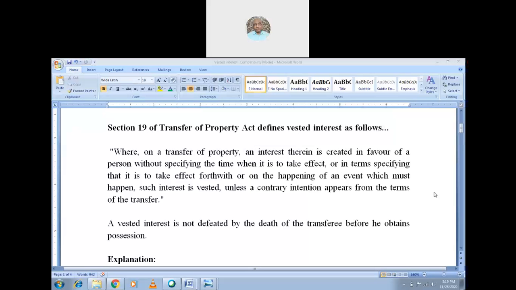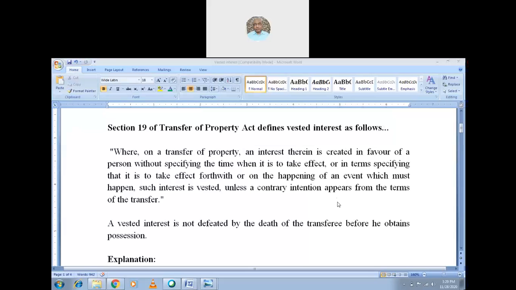If there is a quotation, then you should say: I quote, where on a transfer of property, an interest therein is created in favor of a person without specifying the time when it is to take effect, or in terms specifying that it is to take effect forthwith, or on the happening of an event which must happen, such interest is vested unless a contrary intention appears from the terms of the transfer. I unquote. That is the style of writing.